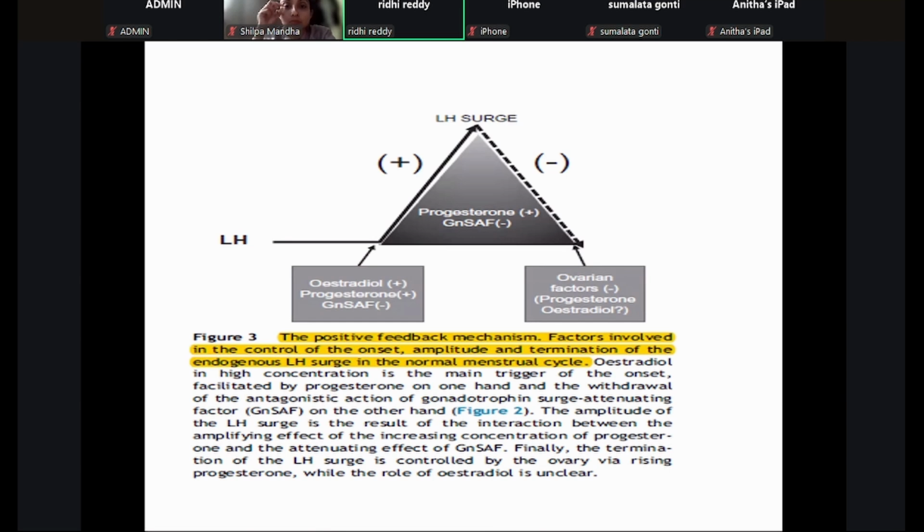So the positive feedback mechanism: all this estradiol and progesterone help in the LH surge. So the attenuating factor must be low. Then after that, after the LH surge, progesterone and everything else will be there.